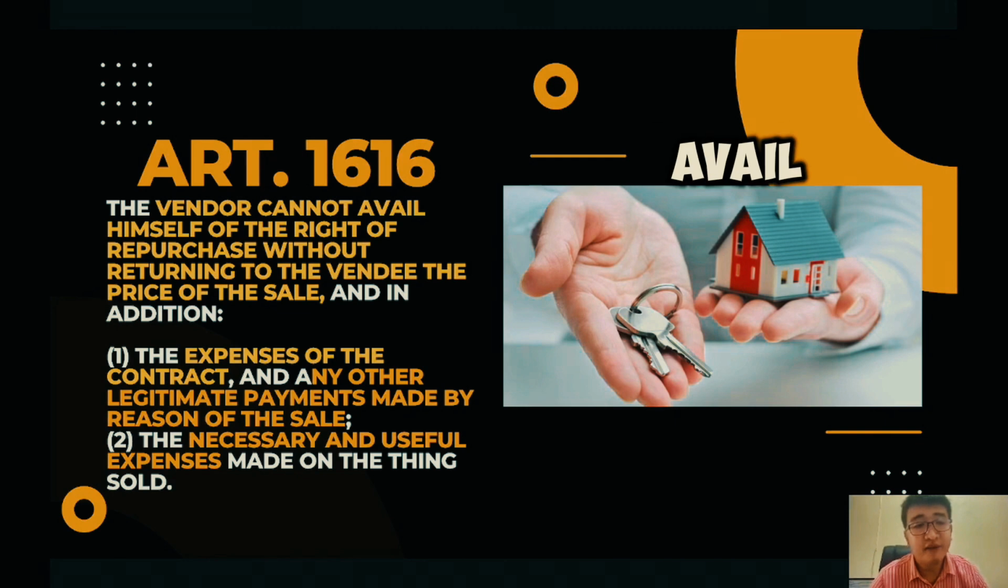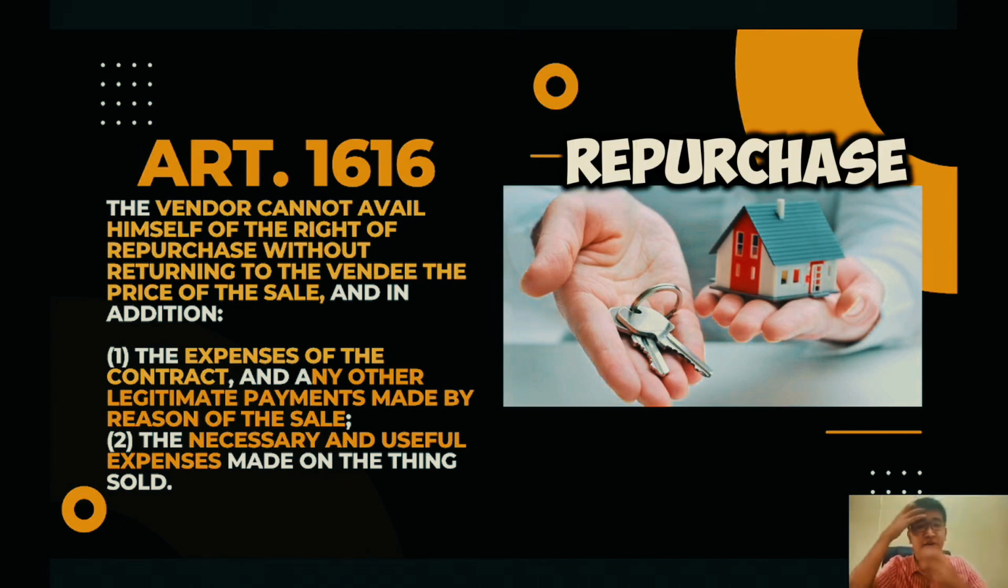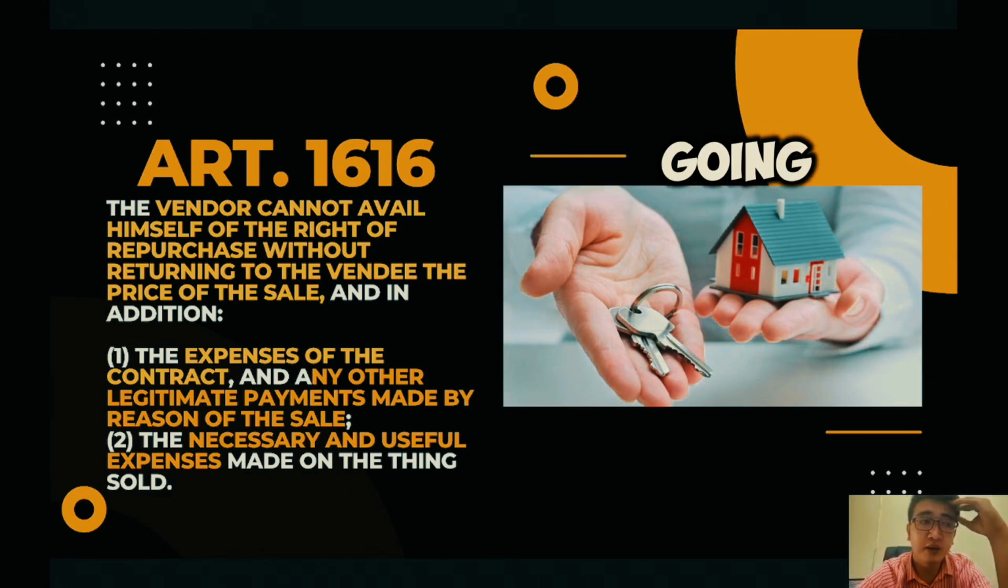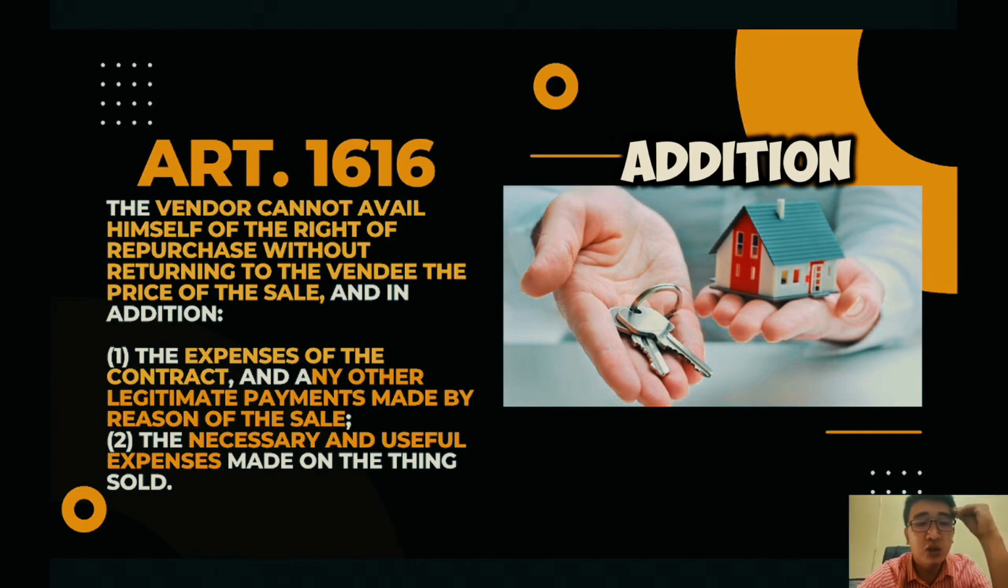The vendor cannot avail himself of the right of repurchase. Ito na yung Article 1616 na sinasabi natin kanina. The vendor cannot avail himself of the right of repurchase without returning to the vendee the price of the sale. Di ba nga, repurchase? So if you are going to exercise your right to redeem or right to repurchase, of course, you are going to buy back the property. So you return the price of the sale in addition to what?